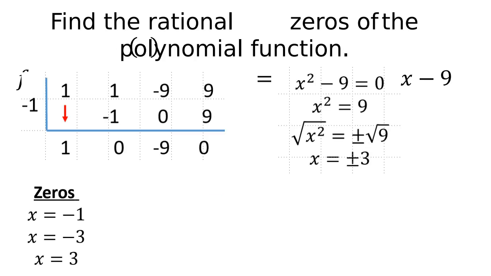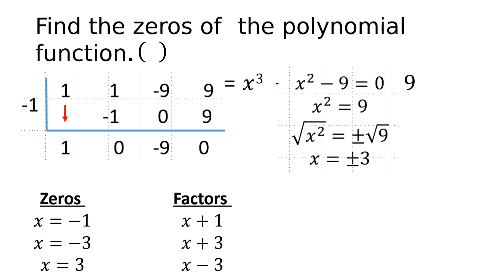Okay, this is what I was showing you right now. So we have our zeros again, -1, -3, and +3. And then the factors for this polynomial are as follows. So we do the opposite. If my zero is x equals -1, then my factor will be x plus 1. If my zero is x equals -3, then my factor is going to be x plus 3. And if my zero is x equals 3, then my factor is going to be x minus 3.